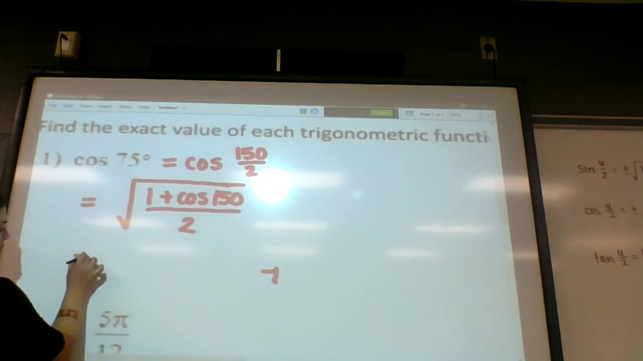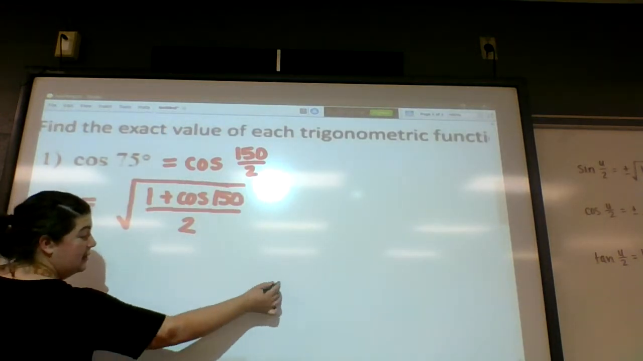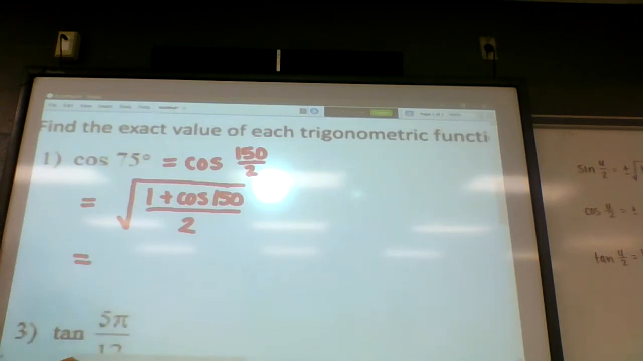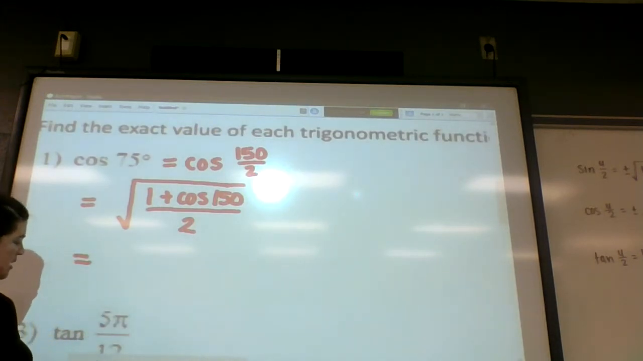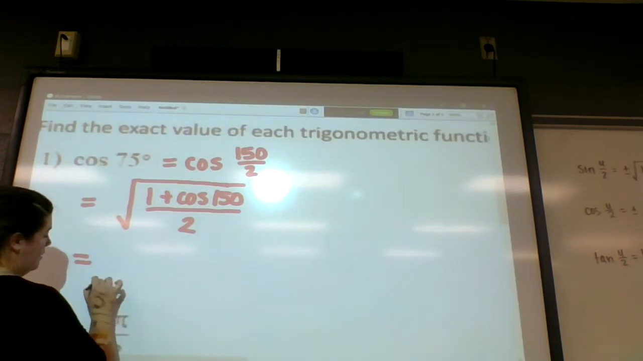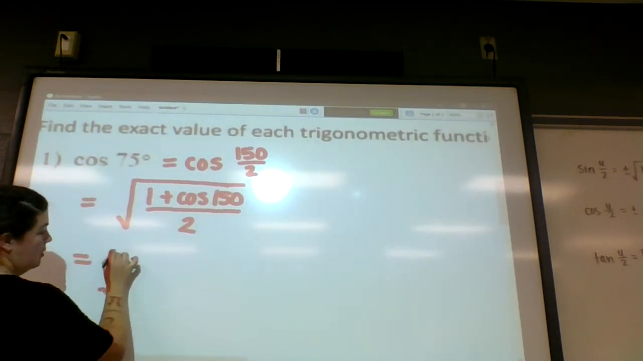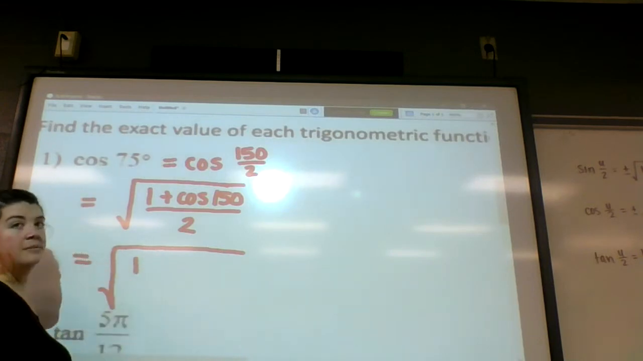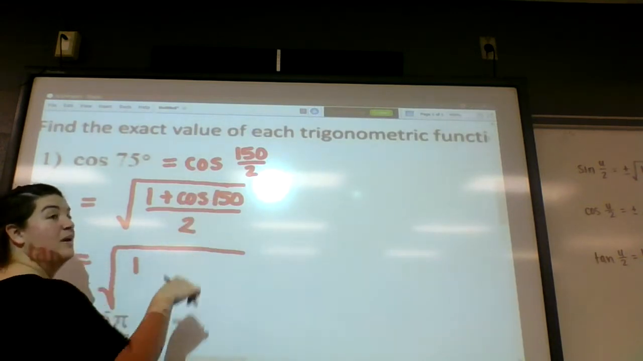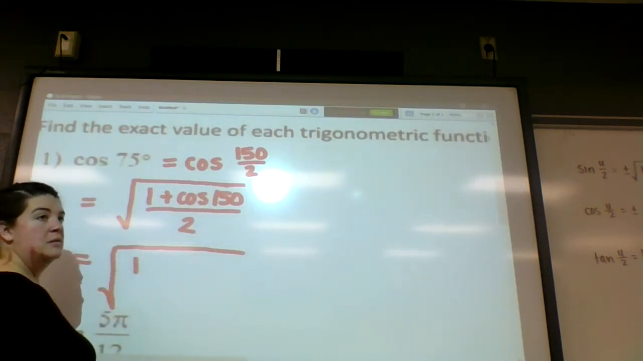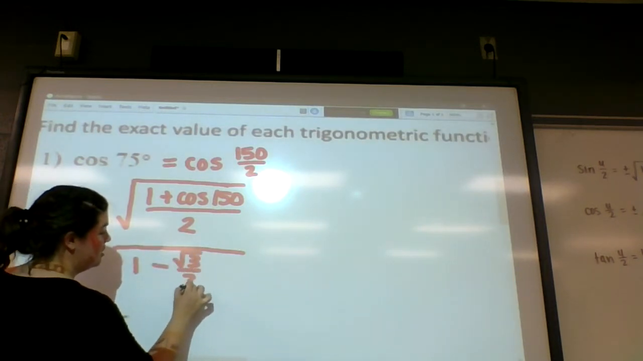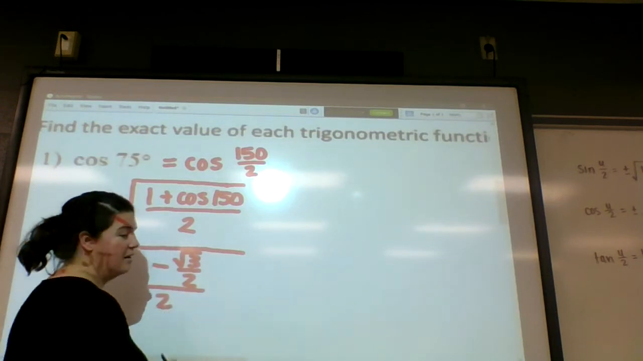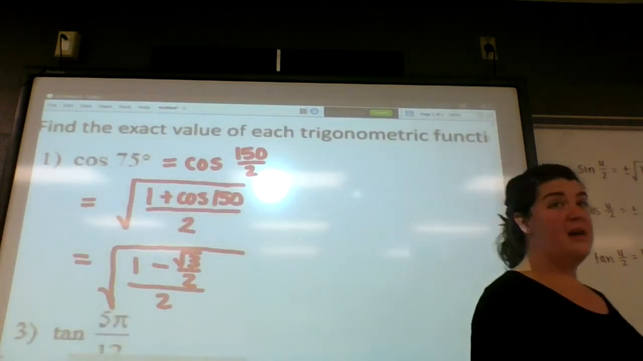All right, are you ready for the simplifying? Technically, we've used the formula. Now we're on the simplifying. What is the cosine of 150? Cosine of 150, not 180. Negative square root of 3 over 2. And then that's all over 2 still.